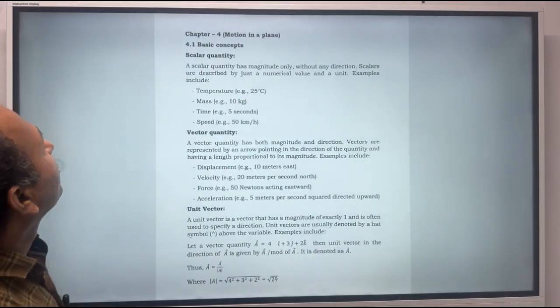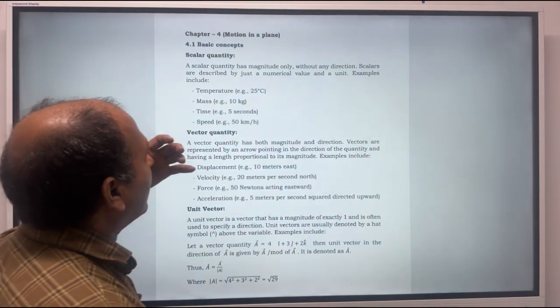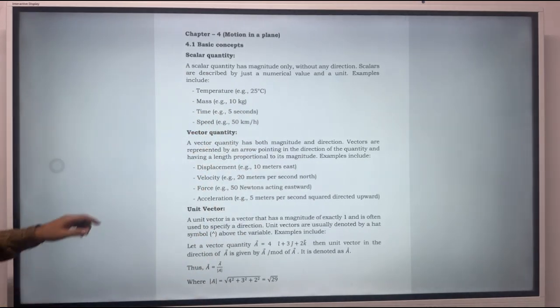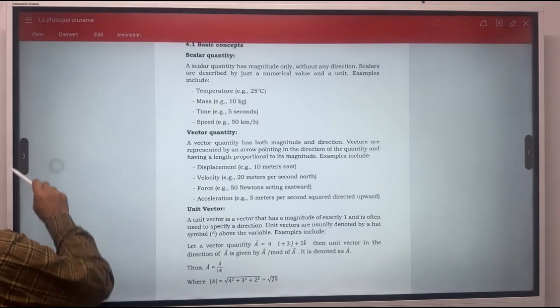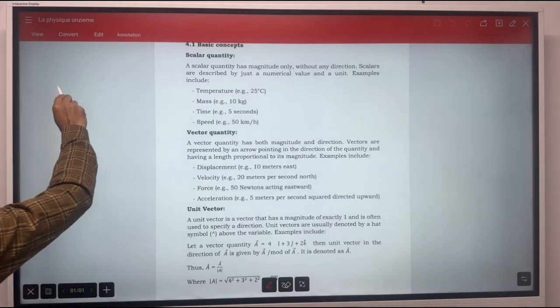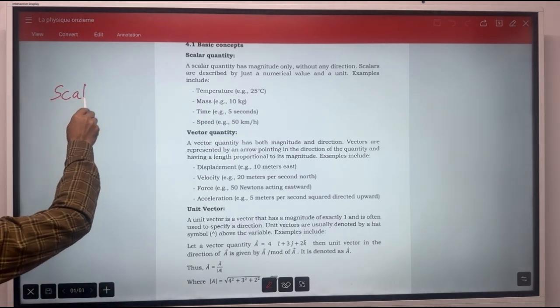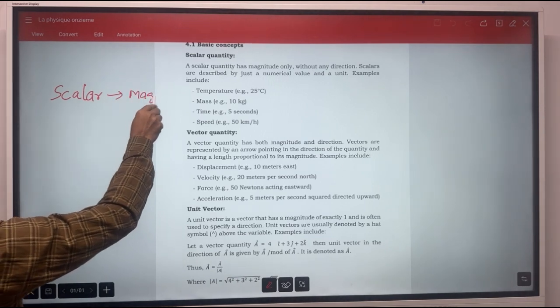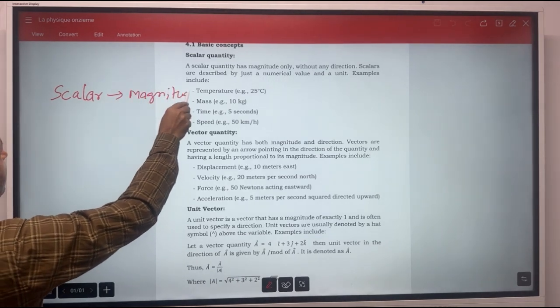Today we are going to study the next chapter of physics, class 11th. The chapter is motion in a plane. We have already studied scalar and vector quantities at a lower level. Scalar means a quantity that has magnitude but not direction.